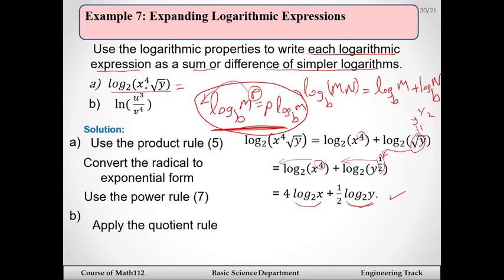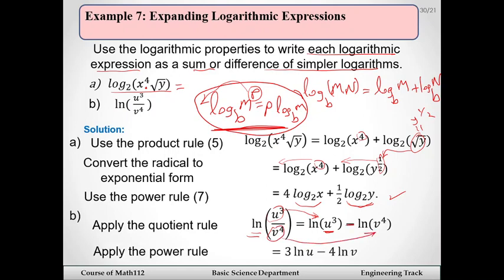Now when it comes to the last one, we use the quotient rule. What does the quotient rule say? If you have a logarithmic function of a fraction, you can write it as the log of the numerator and the log of the denominator, but we put a minus here. Then you can take this 3 front, 4 front, and this is the simplest.